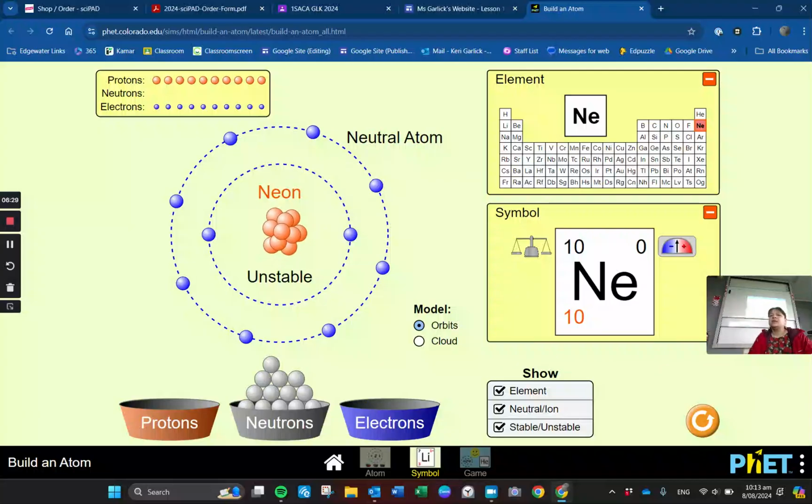Okay, so lithium is the first one in the second shell. So that's 1, 2, 3, 4, 5, 6, 7, 8. And then it starts the next column. Isn't that nice? Isn't that cool? It's so therapeutic to look at the periodic table.